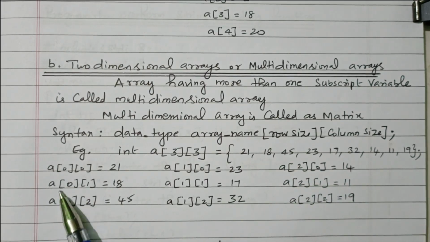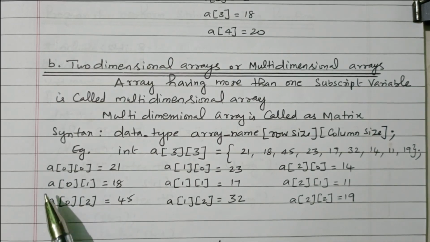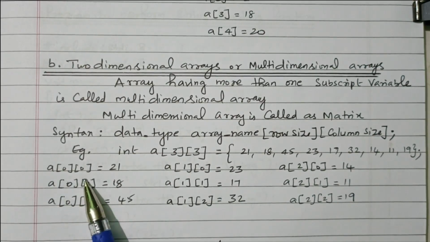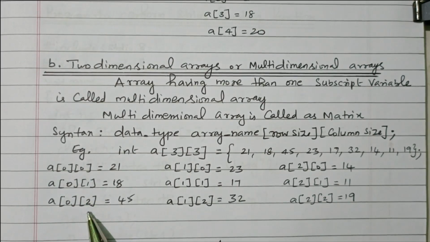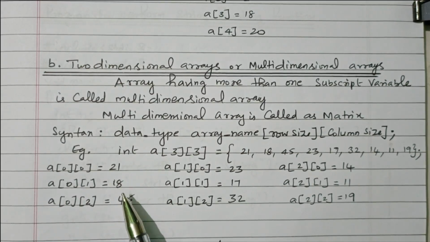See here the subscripts are 0,0, 0,1, 0,2. The variable name is A. This 0 refers to the first row. This 0, 1, 2 refers to the first column, second column, third column, right? So at A[0][0], the first element will be stored. First row, first column. A[0][1], first row, second column, 18. A[0][2], first row, third column, 45. Right? So 21, 18, 45 are stored in the first row with the first column, second column and third column.